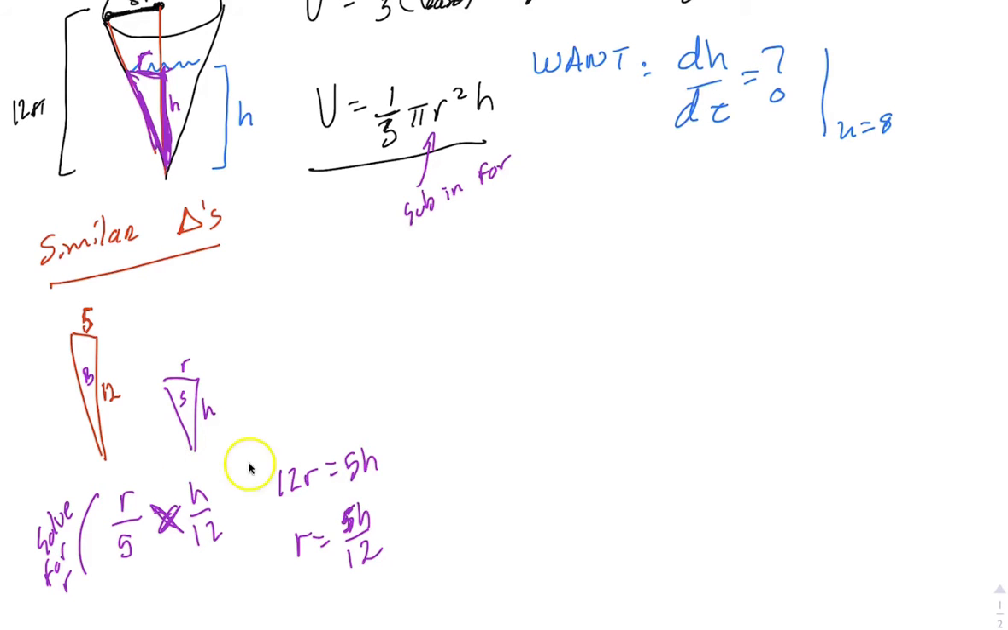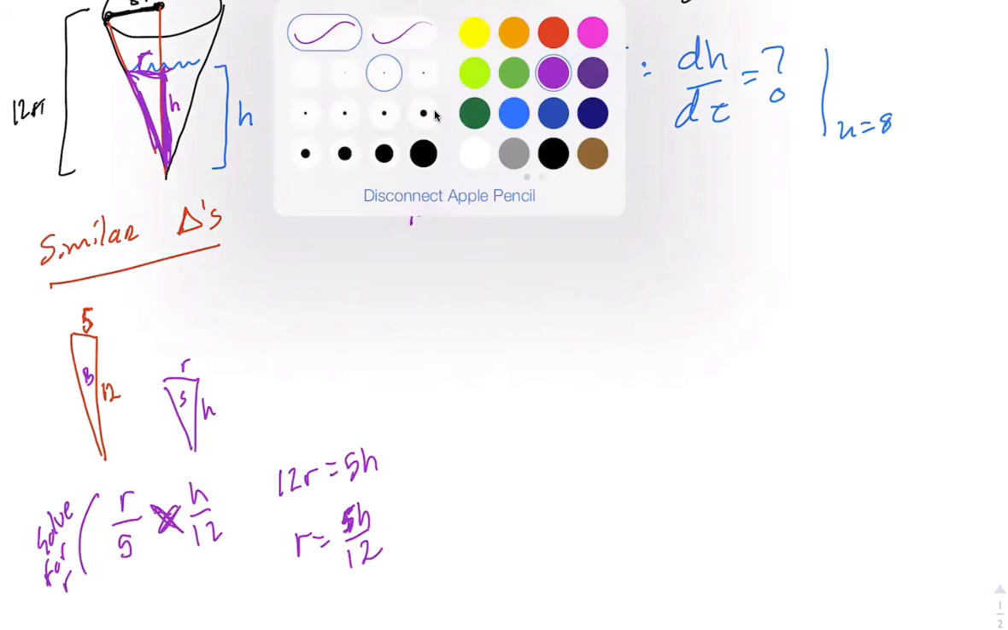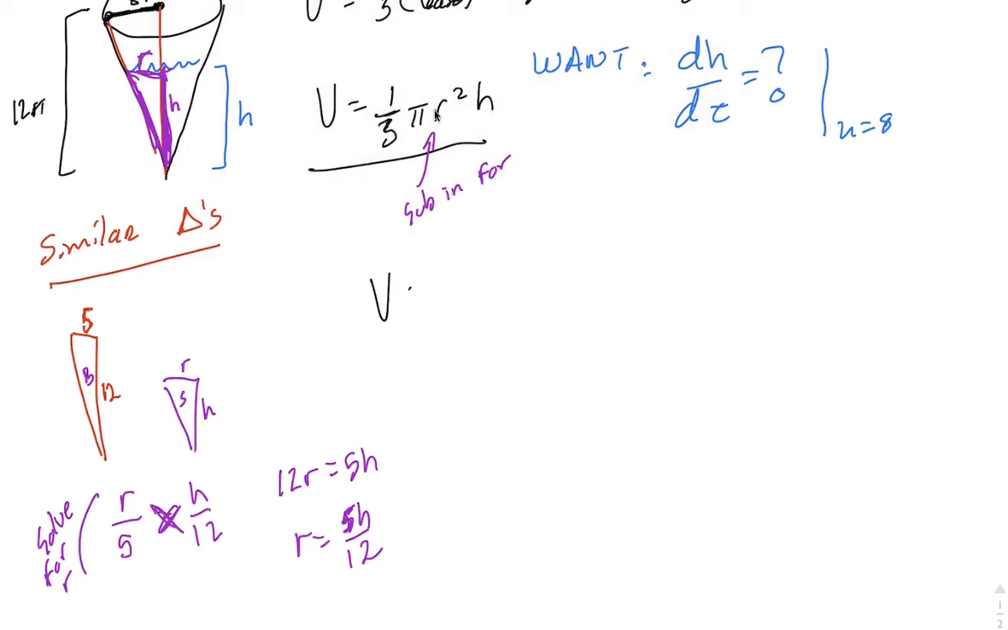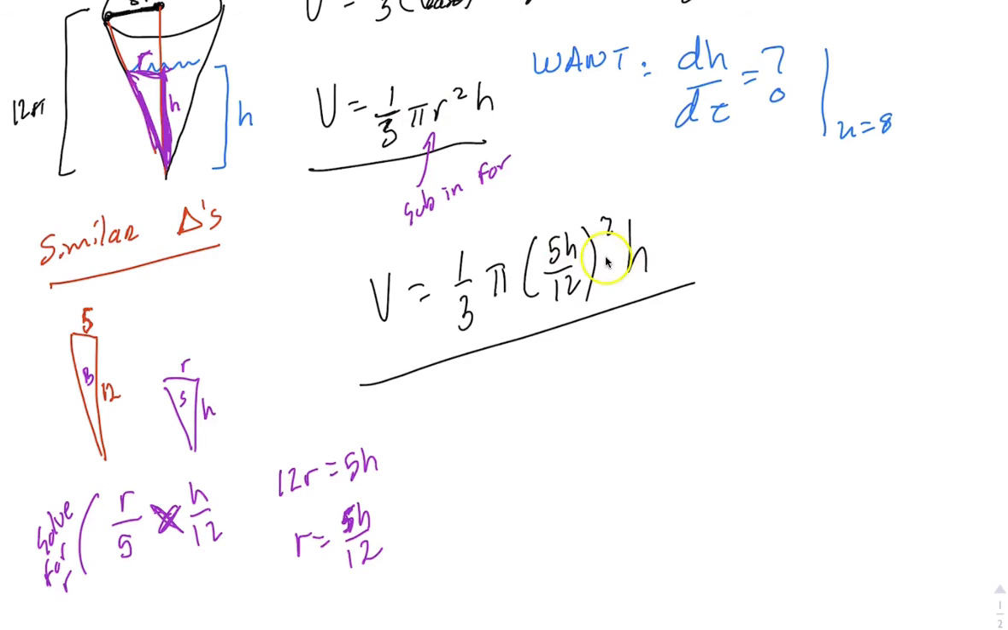So that's my r. And what we're going to do is we're going to rewrite this with the r plugged in. So now I'm going to have this. Volume equals 1/3 pi 5h over 12 squared times h. That's my equation. And now you have no r. So now I have everything I need. Let's simplify this first though before we start talking about it.